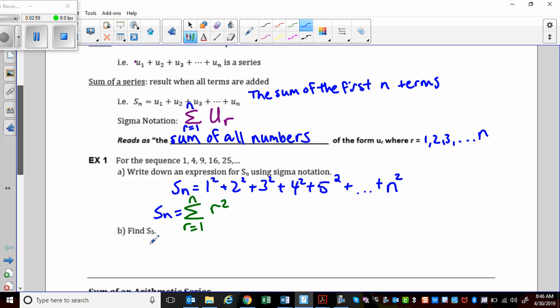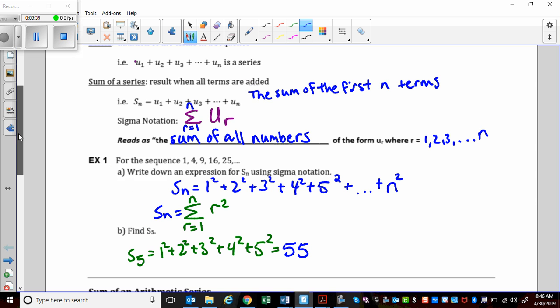Now, find S sub 5. All we have to do is plug in 1, 2, 3, 4, and then 5. So S sub 5 equals 1 squared plus 2 squared plus 3 squared plus 4 squared plus 5 squared. So this is 25 plus 16 plus 9 plus 4 plus 1. I think that's 55. Check. Make sure.